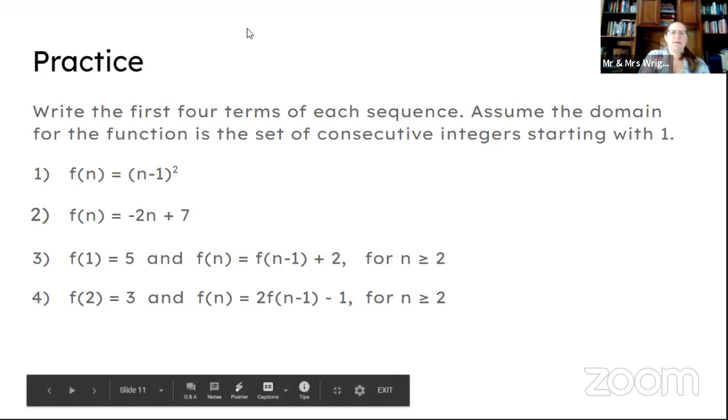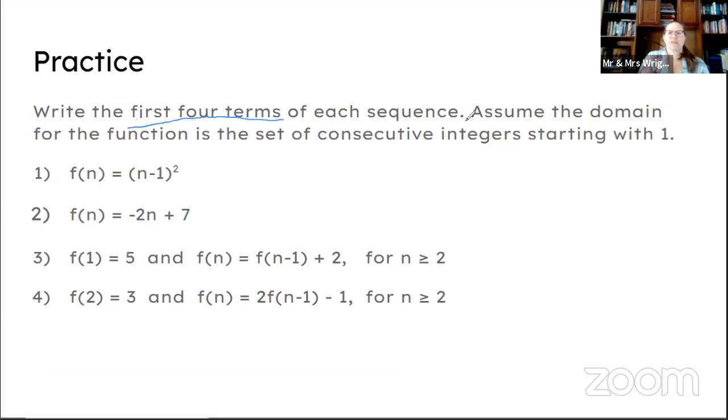All right, welcome back. We are going to write the first four terms of each sequence. Assume the domain of the function is a set of consecutive integers starting with 1. That just means we want you to find terms 1, 2, 3, and 4. Okay? So we already have a formula here for us, so this is going to be pretty easy. Let's just create a chart here of n and f of n. We want terms 1, 2, 3, and 4.